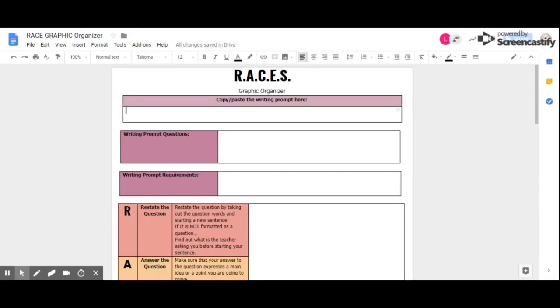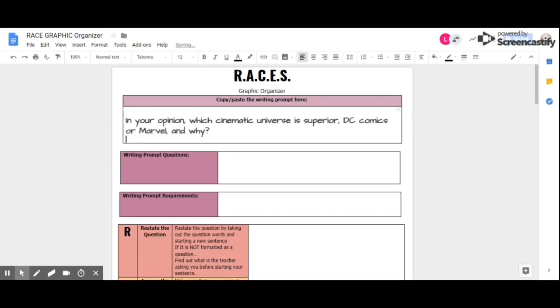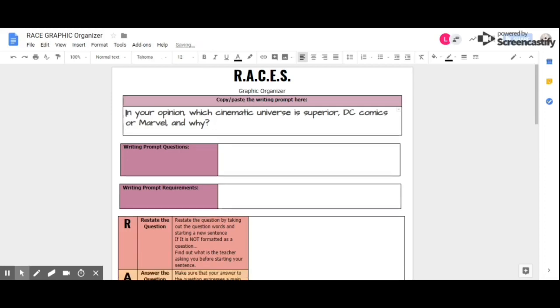Okay, so this is my R.A.C.E.S graphic organizer. I gave this to you guys. So this is a good thing to use. It says copy paste the writing prompt here. So I'm just pretending that this is what my teacher gave me. In your opinion, which cinematic universe is better, DC Comics or Marvel, and why? So I'm going to restate my questions, putting it in my own words: which is better?